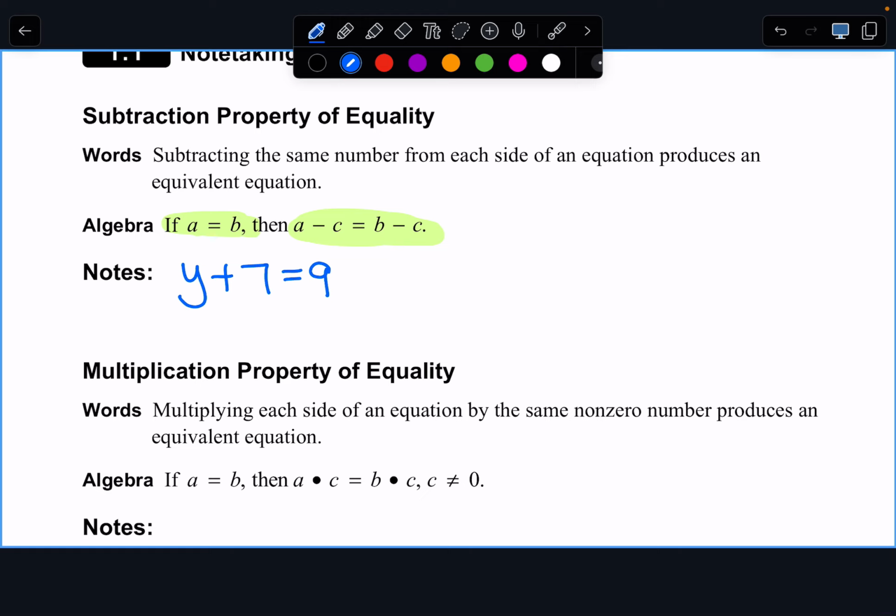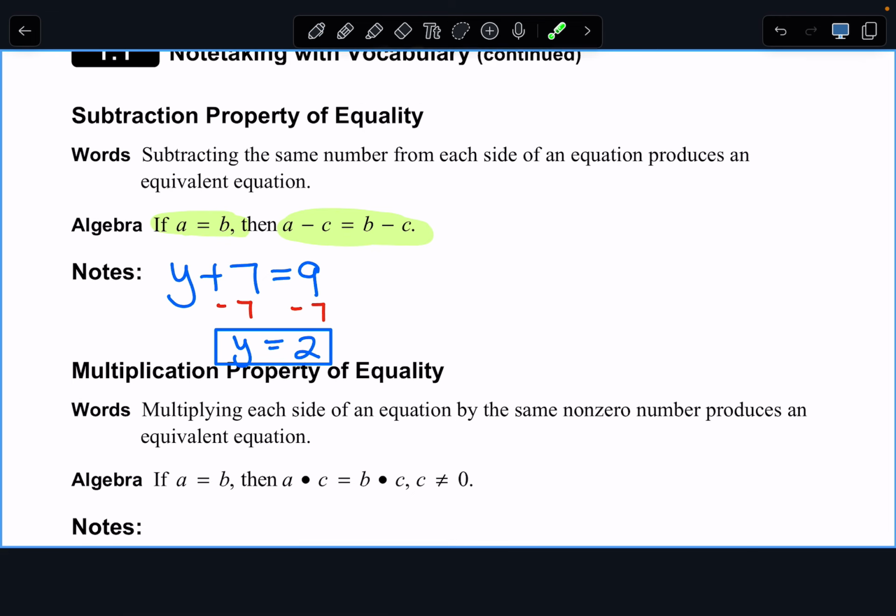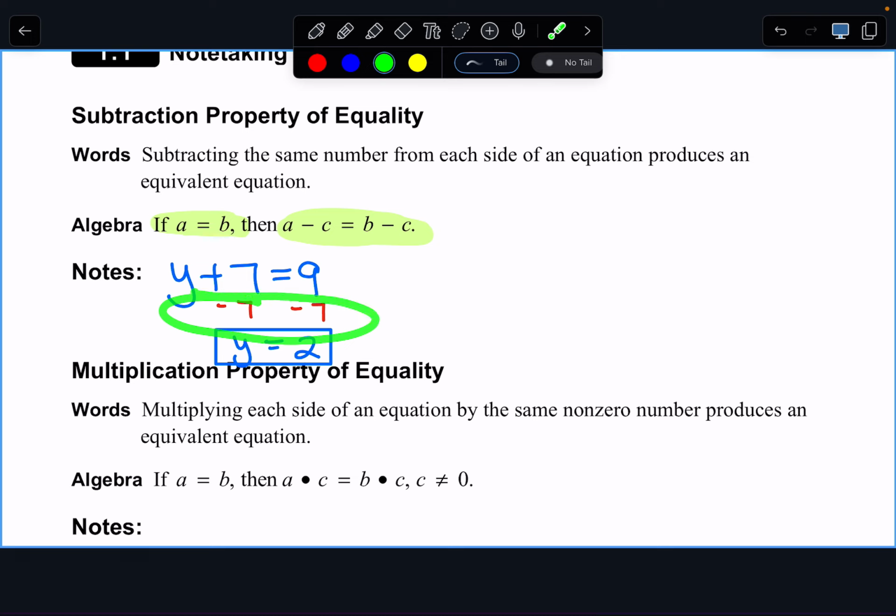in order to get y by itself, what do we need to do to both sides? Subtract 7. We need to subtract 7. So we get y equals 2. Now, I'm being kind of annoying in the fact that I am writing this work down. We're going to get to a point where we're not going to have to show this step right here. We're going to solve enough equations that you won't have to show me that step if you don't want to. Okay?